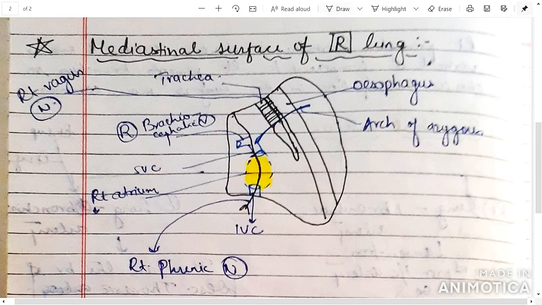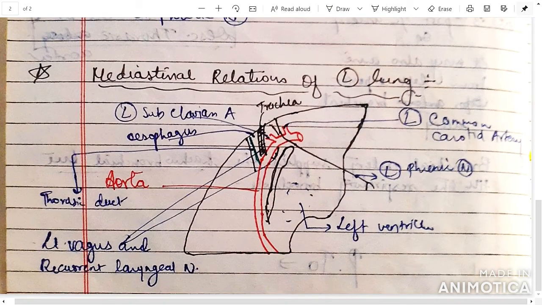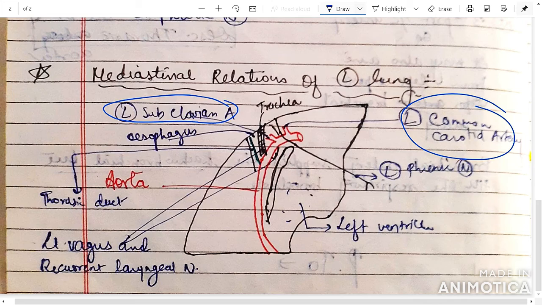Okay, so next we are having a look at the mediastinal surface of the left lung. So onto the mediastinal surface of the left lung we can see the following structures. Firstly, we will observe what? We will observe the left common carotid artery, left subclavian artery. This is the left common carotid, left subclavian artery, and along this what we can see is this aorta. The main thing that we can see is the aorta, and we have also seen the aorta with relation to the left root of lung in the previous video also.